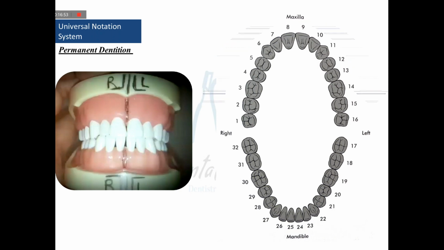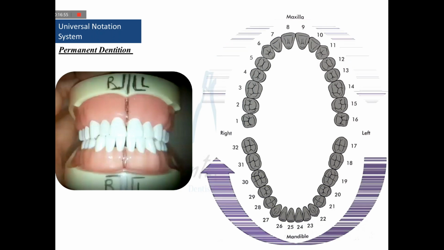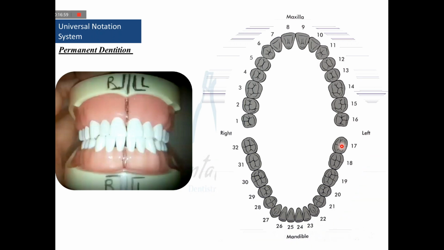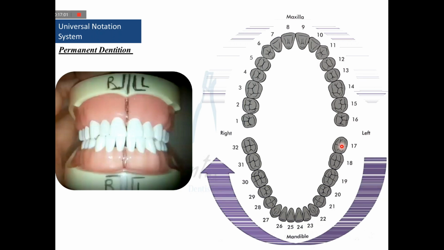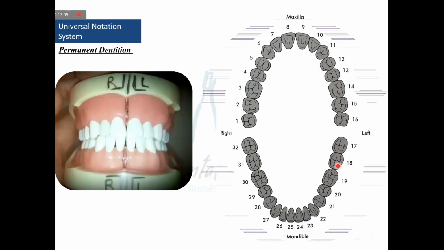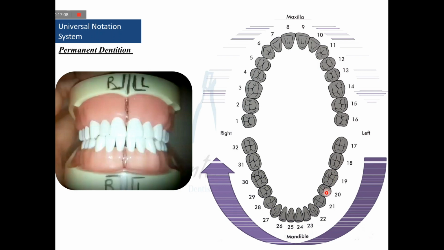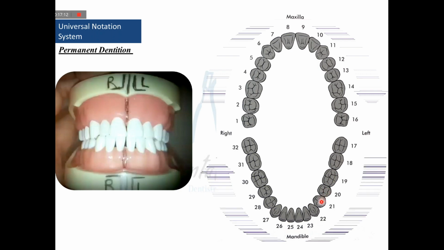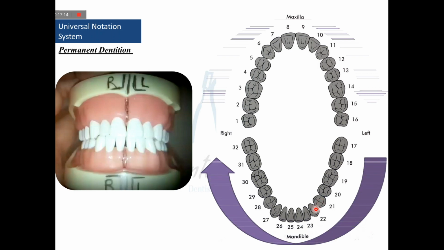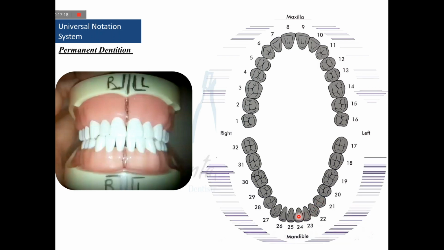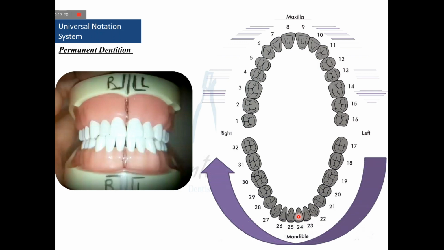Now we go in a clockwise direction and start to count the teeth in the left hand side area. We mark the third molar on the left hand side as number 17, second molar as 18, first molar as 19, second premolar is 20, first premolar is 21, canine is 22, 23 for the lateral incisor and 24 for the central incisor of the left hand side.